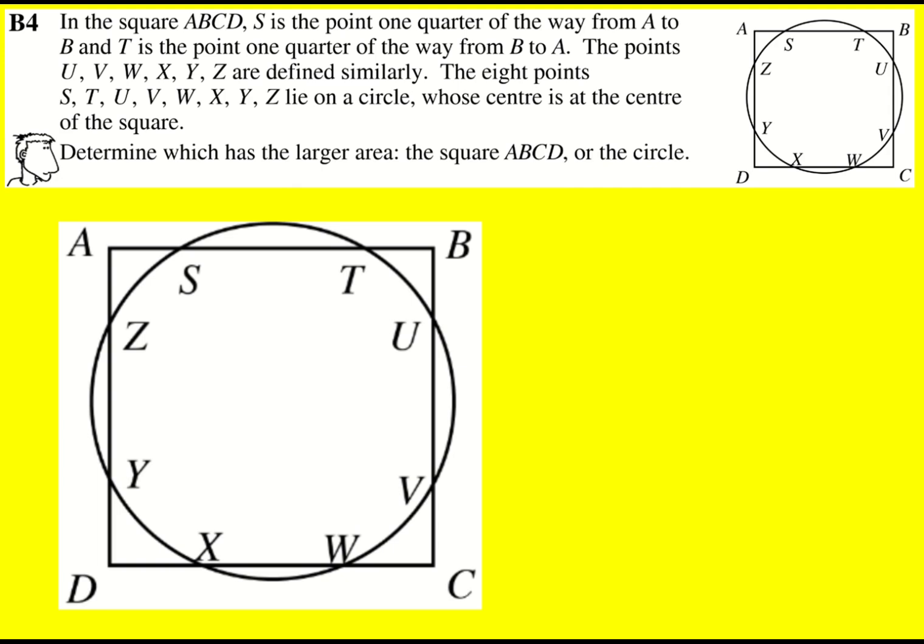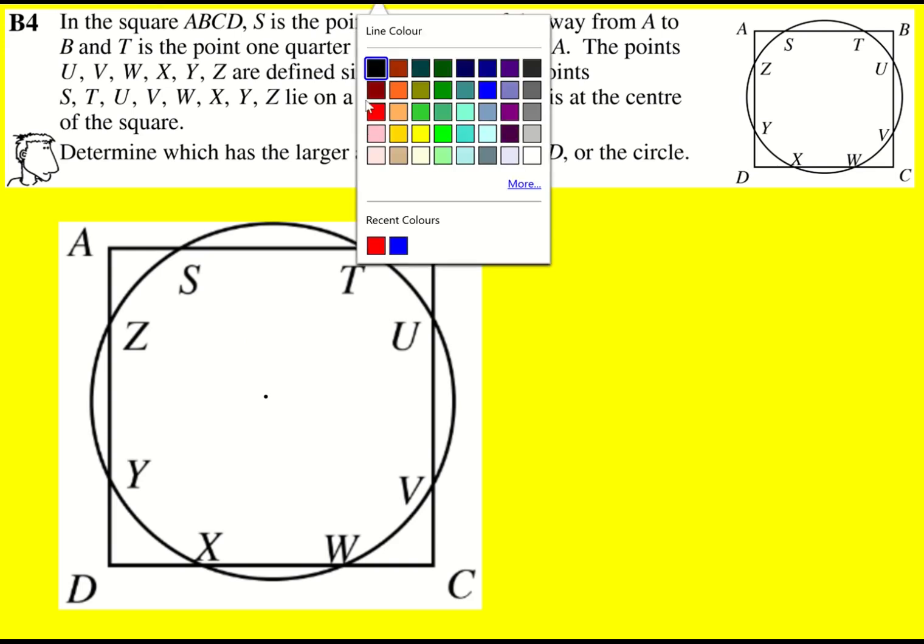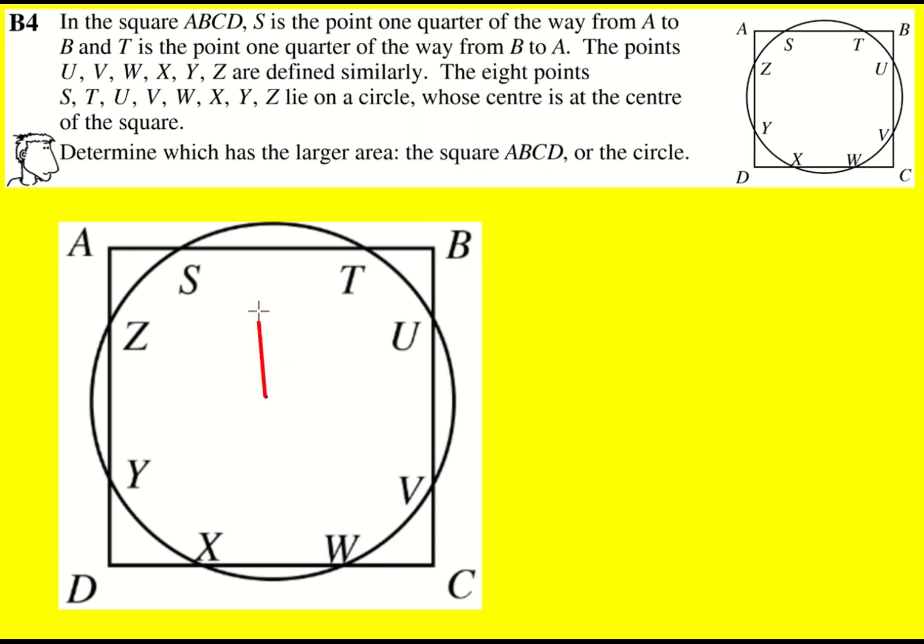Now, I'm going to need to use a circle somehow. So I'm going to put the center point in and then draw a line coming up. This will be half the length of the square. And I'll also go to S because I'm trying to use the information that I have. And I can also then draw in this line here. We'll have a right angle.